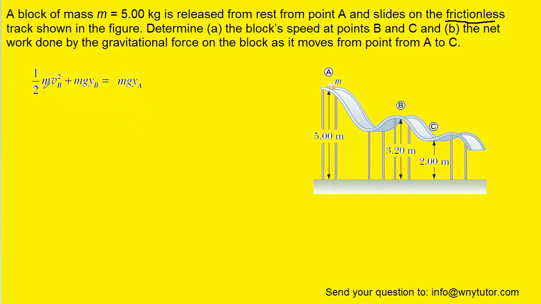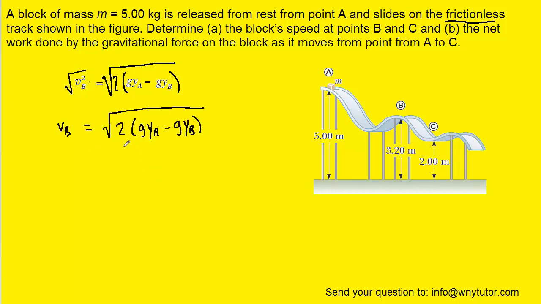We will also notice that the mass appears in all three terms of the equation, so it can divide out. We could then solve for the speed of the block at point B by subtracting this g y_B term from both sides of the equation. We could then multiply both sides of the equation by 2 so that we can cancel out the 1/2 on the left side. And then finally we can take the square root of both sides, and that way we can isolate the term v_B on the left side.